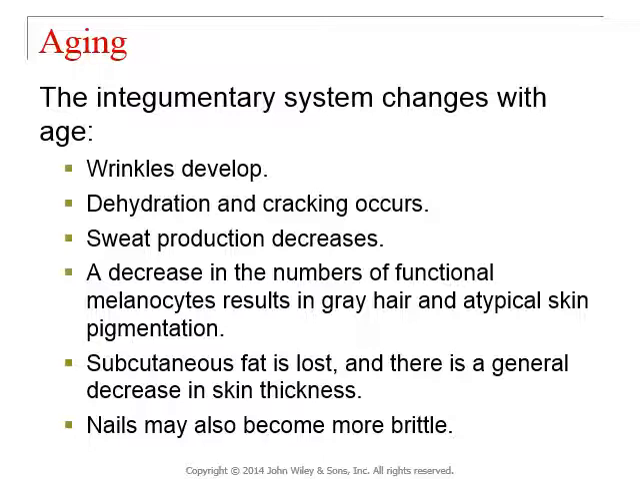You may also see, especially in the elderly, that sweat production will decrease, so they can very simply be more susceptible to things like heat stroke. So naturally, we want to try and keep them somewhat cool, or keep them out of really hot environments. We also see the melanocytes may start to diminish, resulting in gray hair or atypical skin pigmentation, including liver spots.